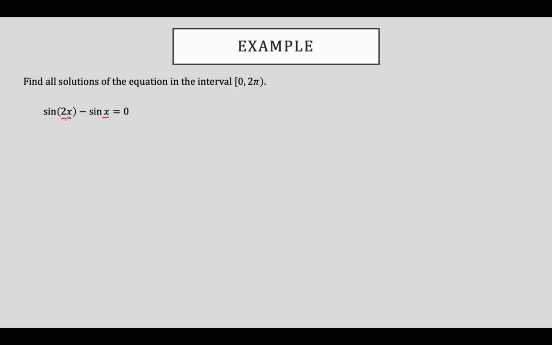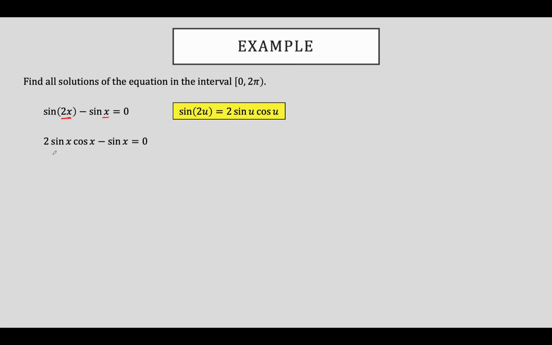Well, what's the double angle formula for sine 2x? Sine of 2u is equal to 2 sine u cosine u, which means that the sine of 2x can be replaced with 2 sine x cosine x. So I now have 2 sine x cosine x minus sine x is equal to 0. And that helps us again because now each trig function just has an x inside of it.